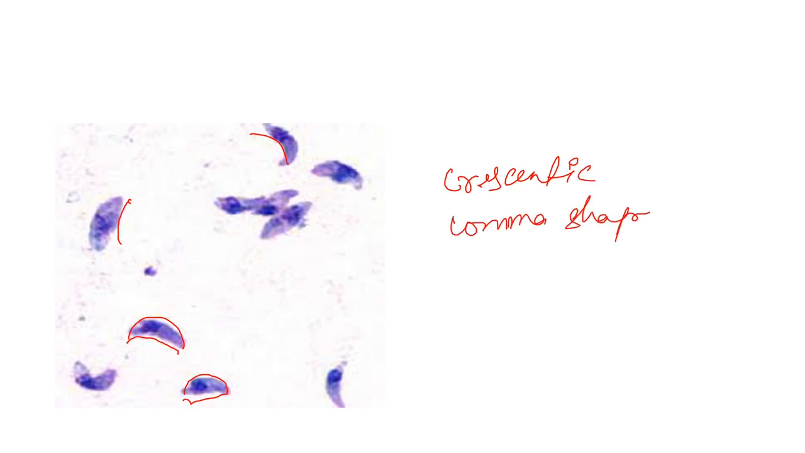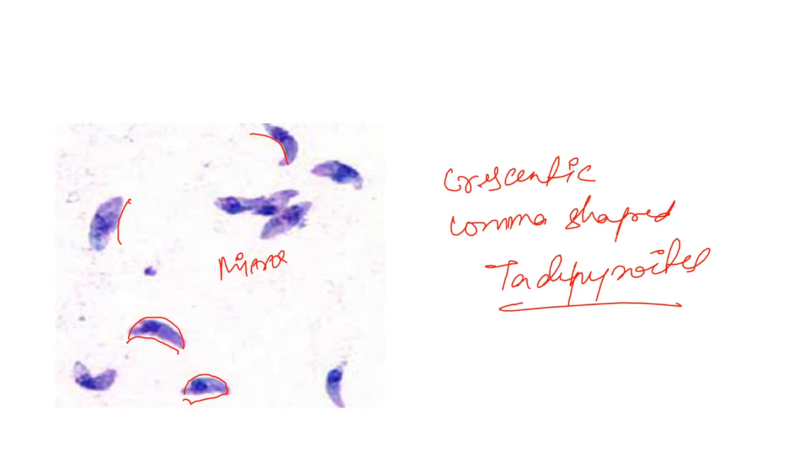This is the comma shaped. Crescentic also, as I told you before. These are crescentic, comma shaped tachyzoites. Okay, I've been writing the spelling wrong. So this is done. Then we can also do biopsy. This is the tachyzoite under microscopy.